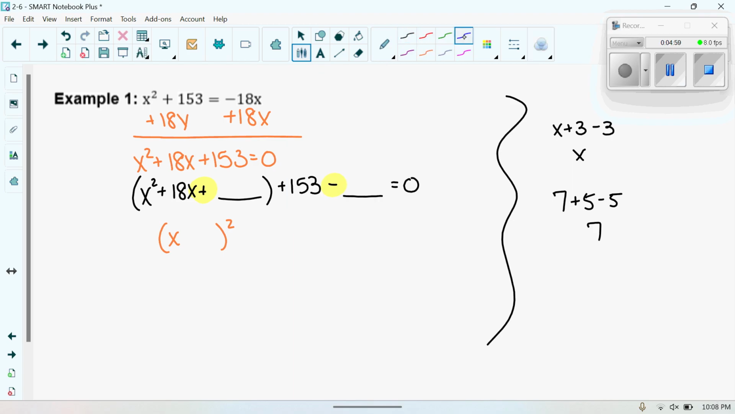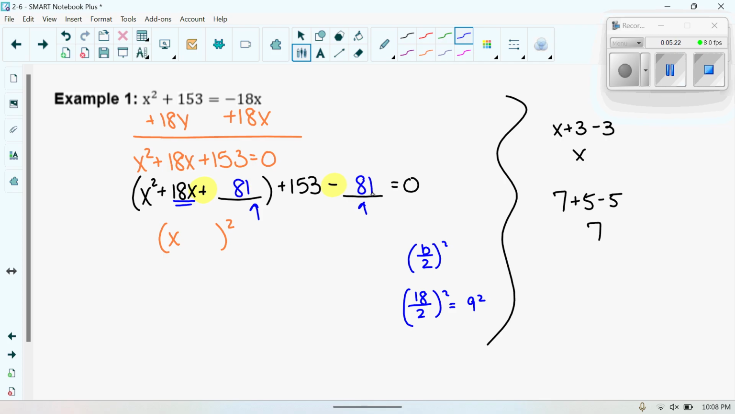The way that we are going to get the number that goes here and here is b divided by 2, squared. And b, remember, is this term. So 18 divided by 2, squared, is going to give me 9 squared, which is 81.